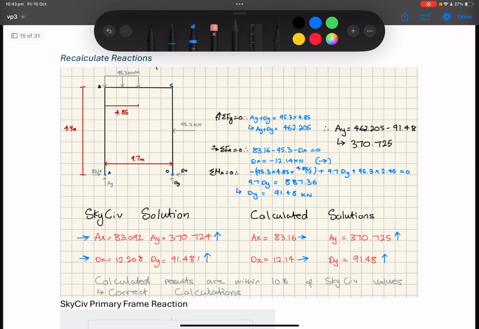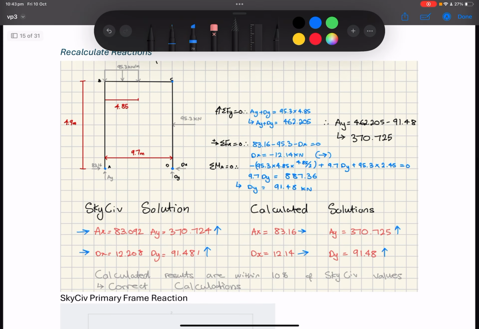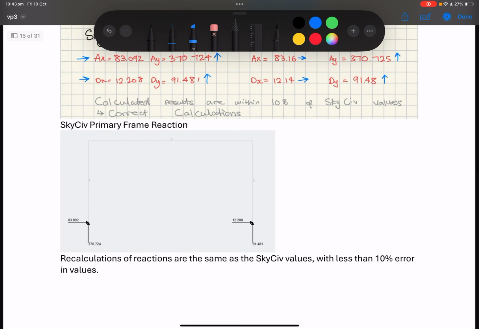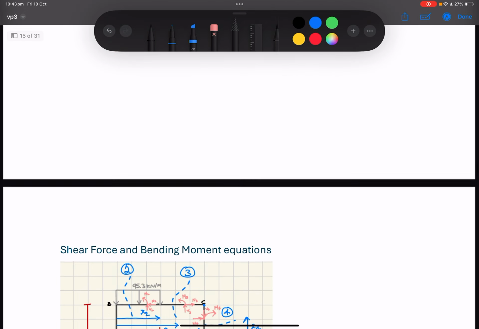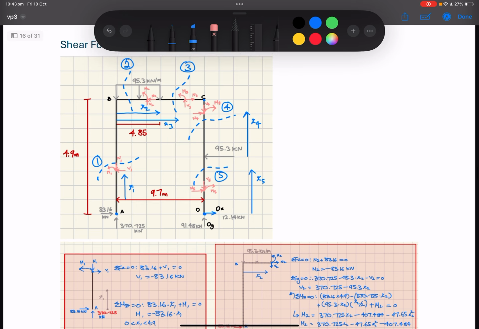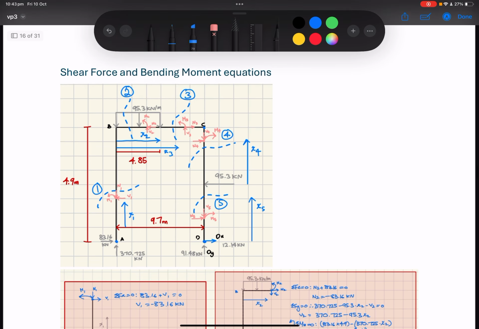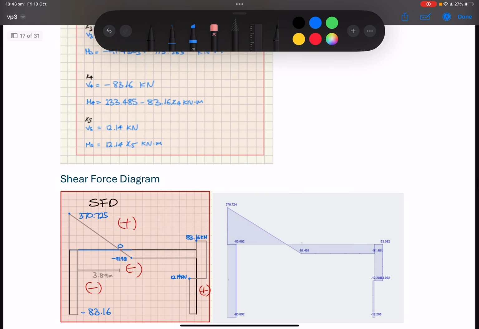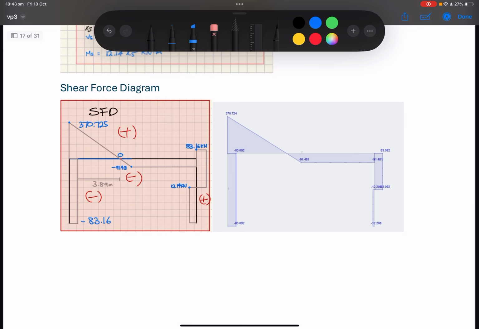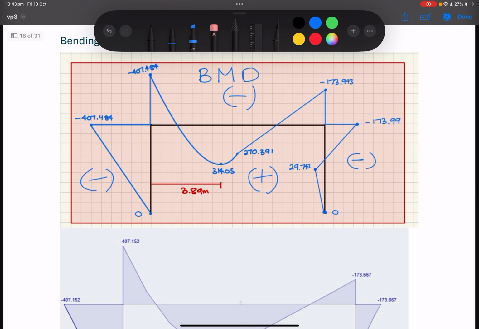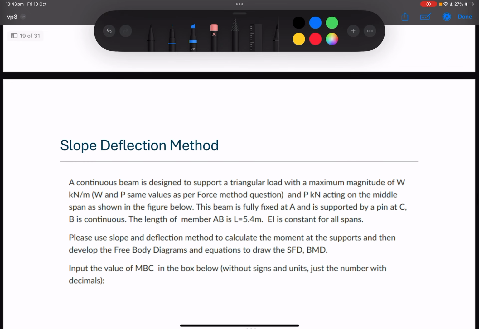Less than 10% error in them. Some of them might have been greater than 10, but less than 15, which was really great. And yeah, that was that. And then solving for the final shear force and bending moment diagram through the equations. This is the shear force diagram compared to SkySieve, very similar results and values. Likewise with the bending moment diagram.